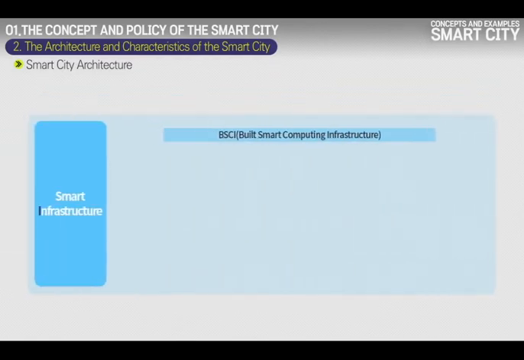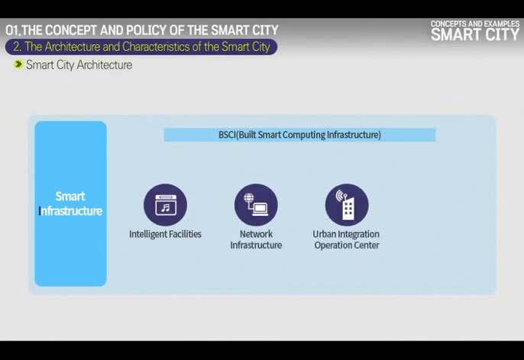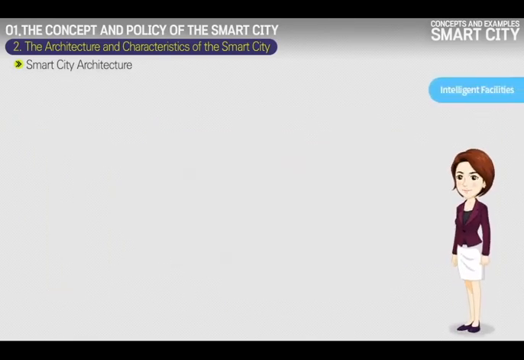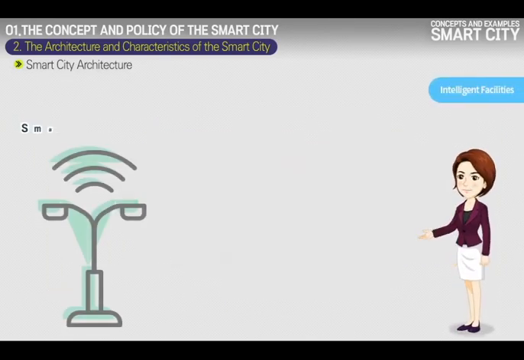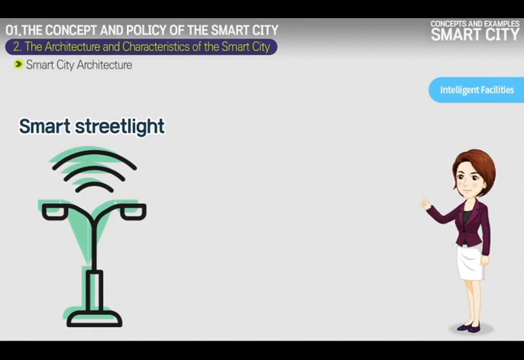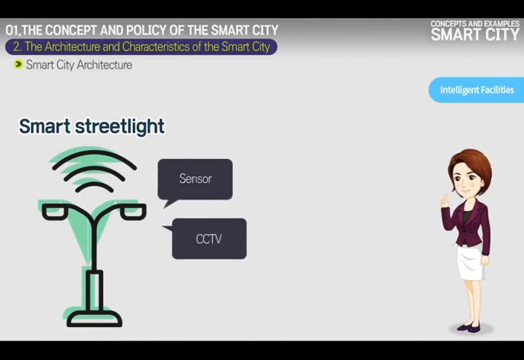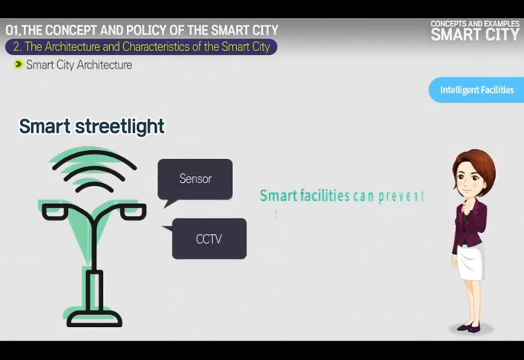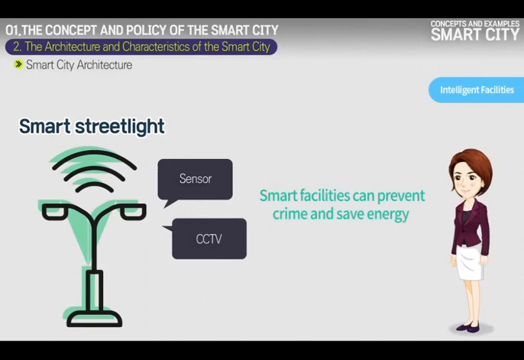The I in STIM refers to infrastructure and includes BSCI, Built Smart Computing Infrastructure, such as Intelligent Facility, Network and Information Integration Center, and Big Data Center. One of the typical intelligent facilities is the smart streetlight. The smart streetlight, with a sensor and CCTV on an existing streetlight, can prevent crime and save energy.